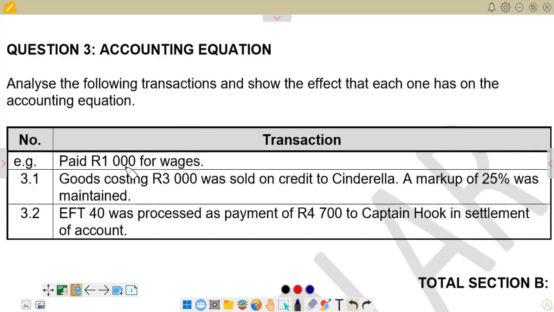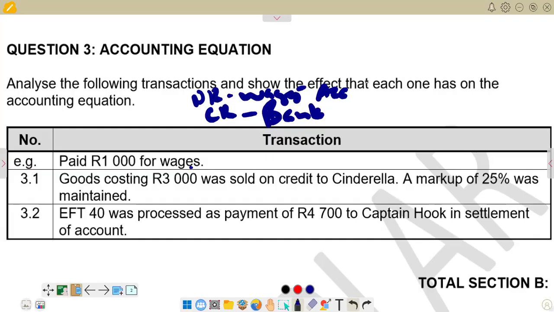So whenever we pay 1,000 rands for wages, remember the double entry is that the wages account is an expense, so obviously we are going to debit our wages account. And now we are paying using cash, so obviously we are going to credit our cash or bank. So you see that we now analyze according to our wages.